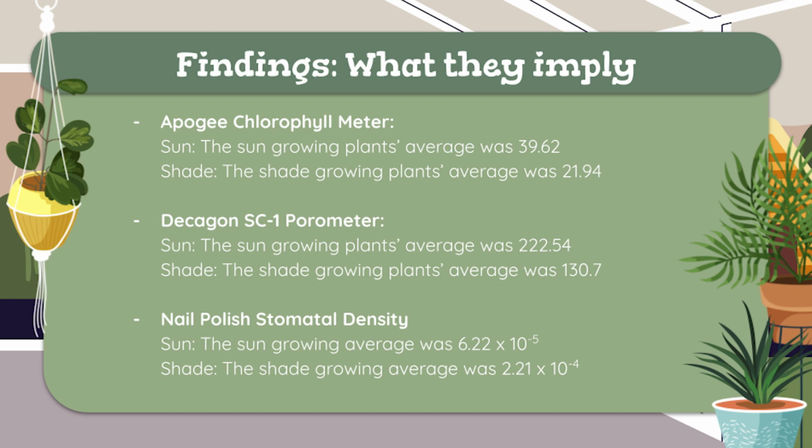Sun plants had more chlorophyll content, yielding an average of 39.62. Our hypothesis for the Decagon SC1 parameter was correct. The sun-growing plants had more photosynthetic activity than shade, which yielded an average of 222.54.